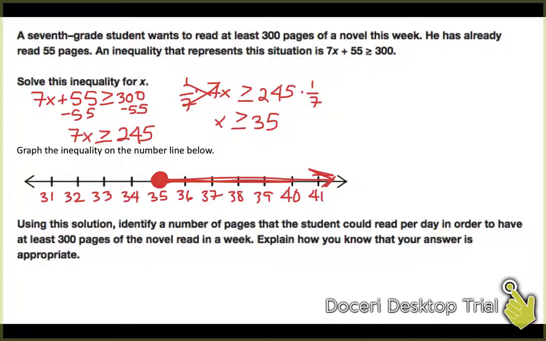All right, last part of this question, it says, using this solution, identify a number of pages that the student could read per day in order to have at least 300 pages of the novel read in a week. Explain how you know that your answer is appropriate.